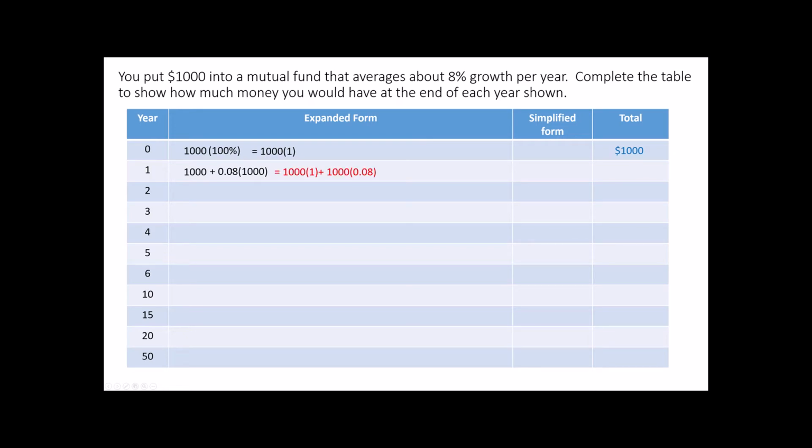Notice I've written that as a decimal. Another way to put that is to put a times 1 in here like I did before. That's 100% of the 1,000 and 8% of the 1,000, or 108% of 1,000. Notice I use the distributive property. I said 100% of 1,000 and 8% of 1,000 is 108% of 1,000, or 1.08 times 1,000, which is $1,080.